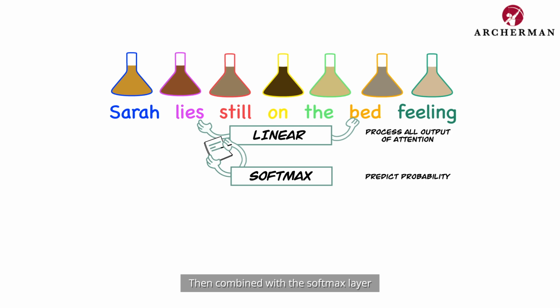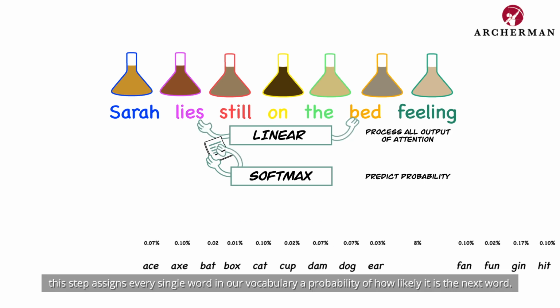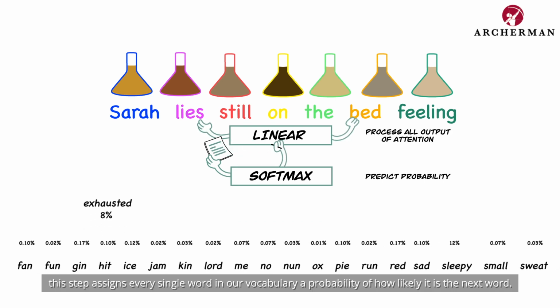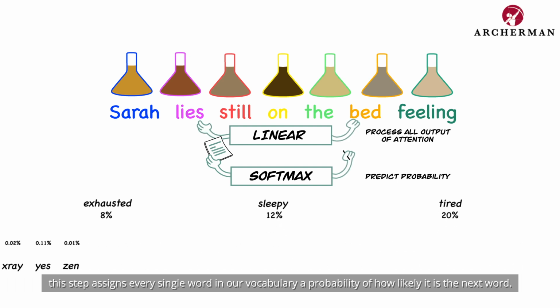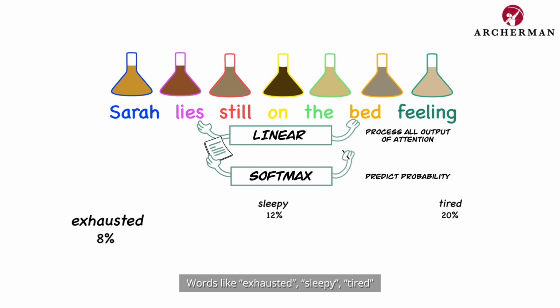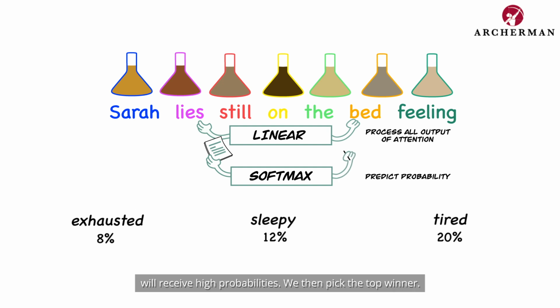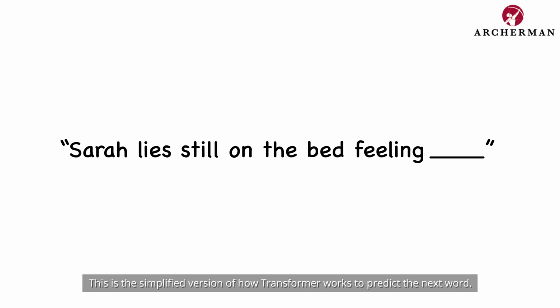Then, combined with the softmax layer, this step assigns every single word in our vocabulary a probability of how likely it is the next word. Words like exhausted, sleepy, tired will receive high probabilities. We then pick the top winner. This is a simplified version of how the transformer works to predict the next word.